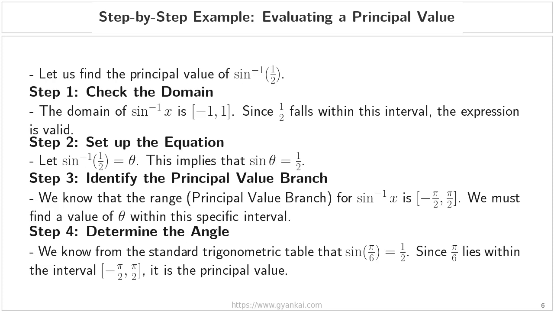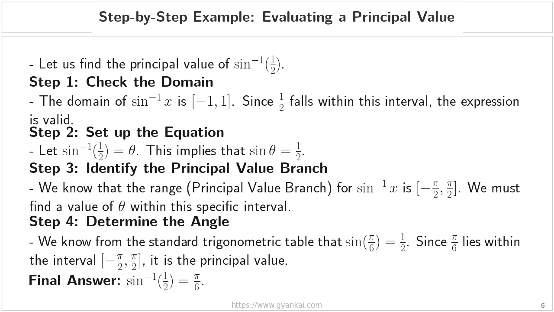Finally, we determine the angle. Referring to our standard trigonometric table, we know that the sine of π/6 equals 1/2. Since π/6 falls comfortably within our required interval of -π/2 to π/2, it is indeed our principal value. Thus, our final answer is that the inverse sine of 1/2 equals π/6.